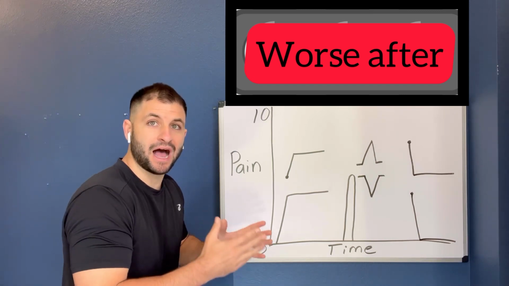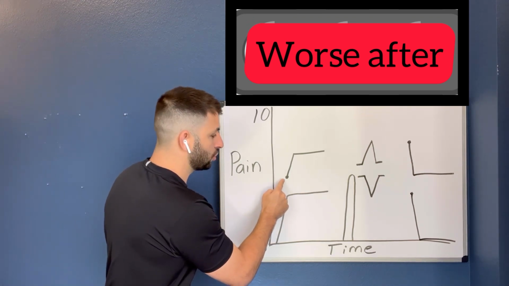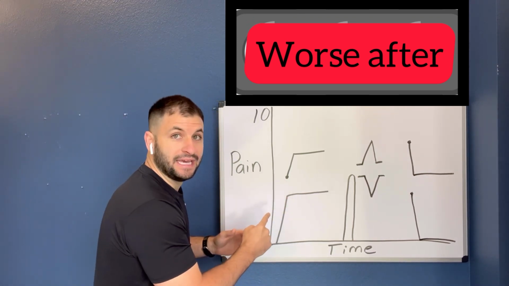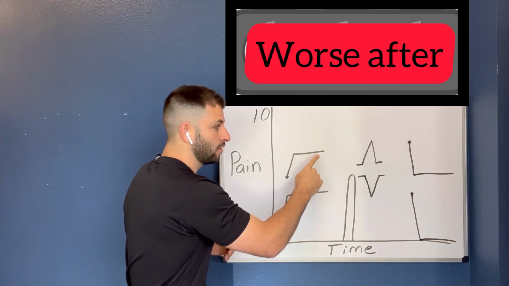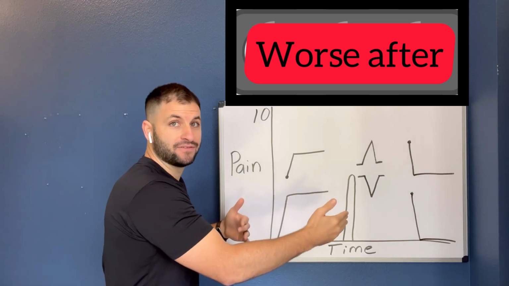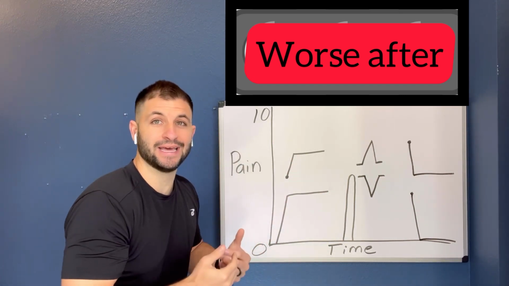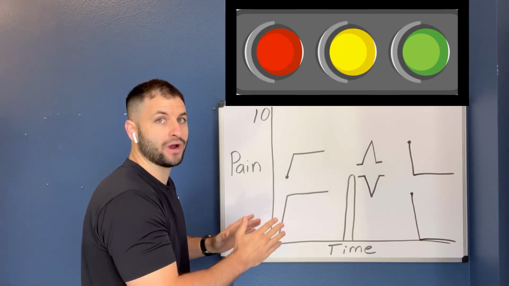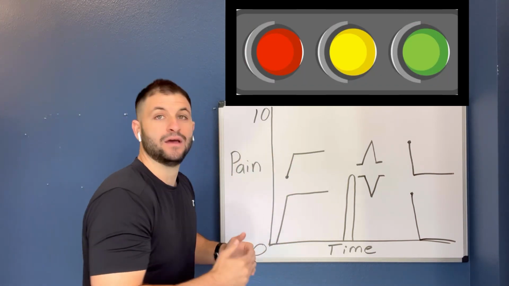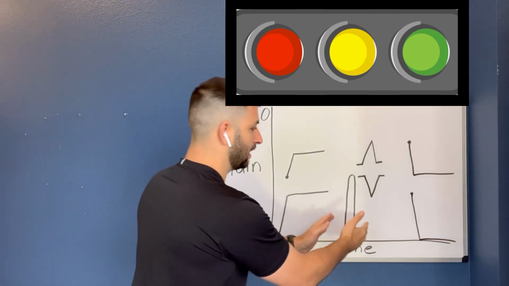Okay, that's pretty obvious. Likewise, if you start with pain and we increase pain and then it gets worse afterwards, notice that worse after, that's the common theme for the red light. We should slow that down and figure out what's going on and why you can't do that movement, activity, or position. Now we move over to the yellow light.